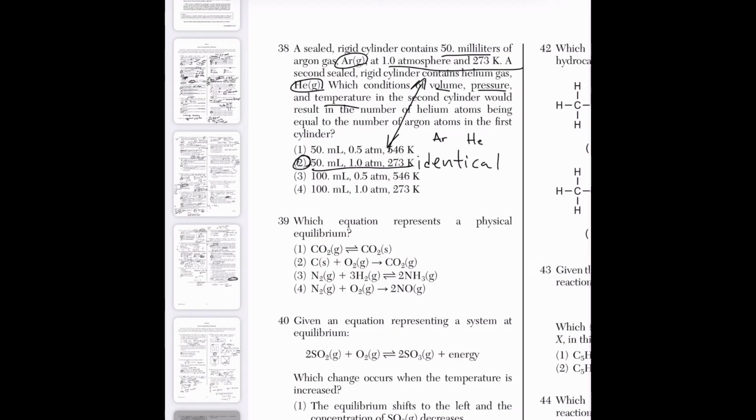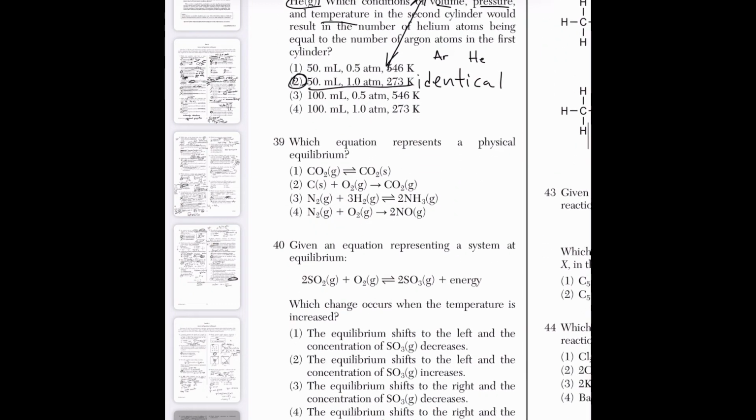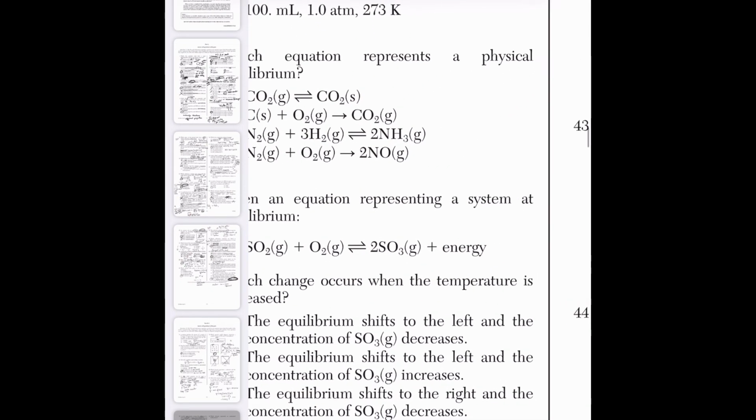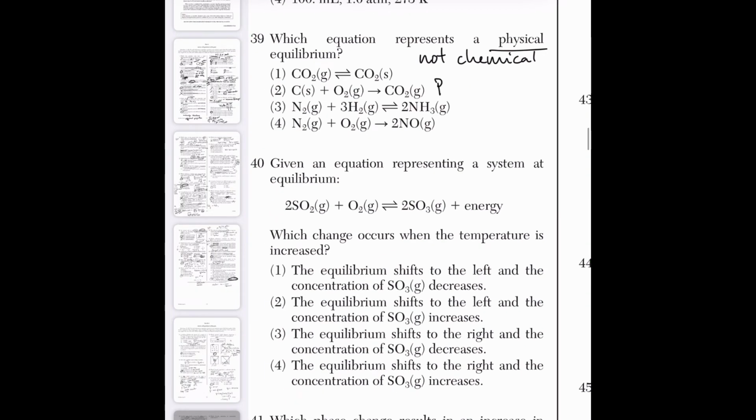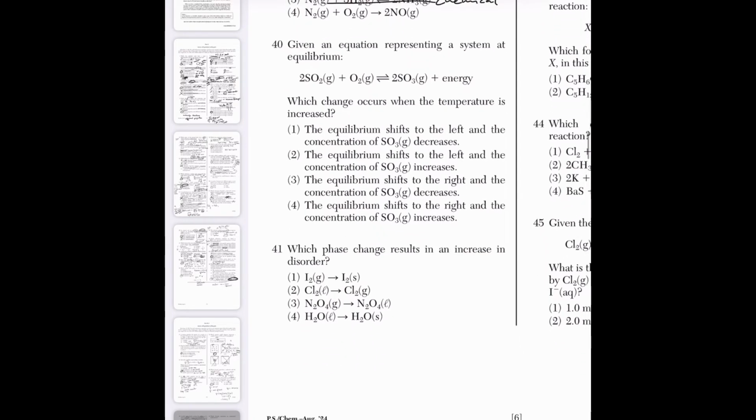Ugh, my leg's numb. Which equation represents a physical equilibrium? Not chemical. So this would be like phases, right? So it's not this one, not this one, this is chemical. It'd be this one, because the rate at which carbon dioxide gas goes to solid carbon dioxide is the same as the solid carbon dioxide going to gaseous carbon dioxide. So this is physical equilibrium.